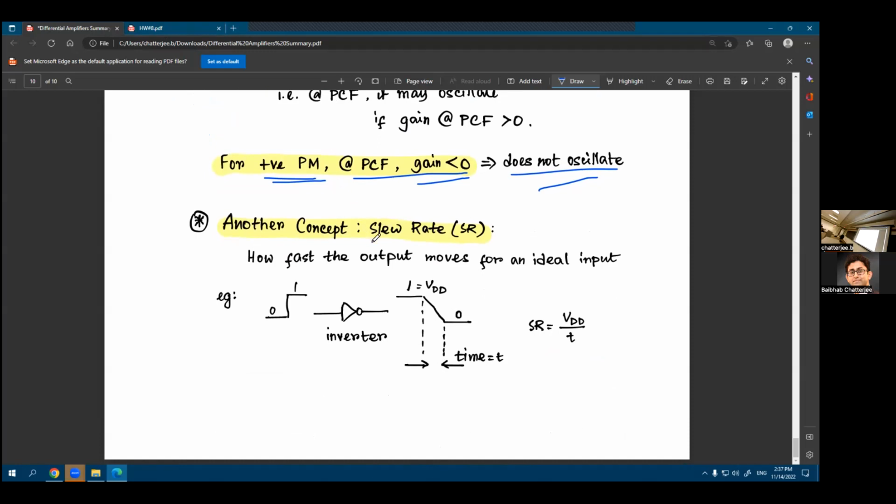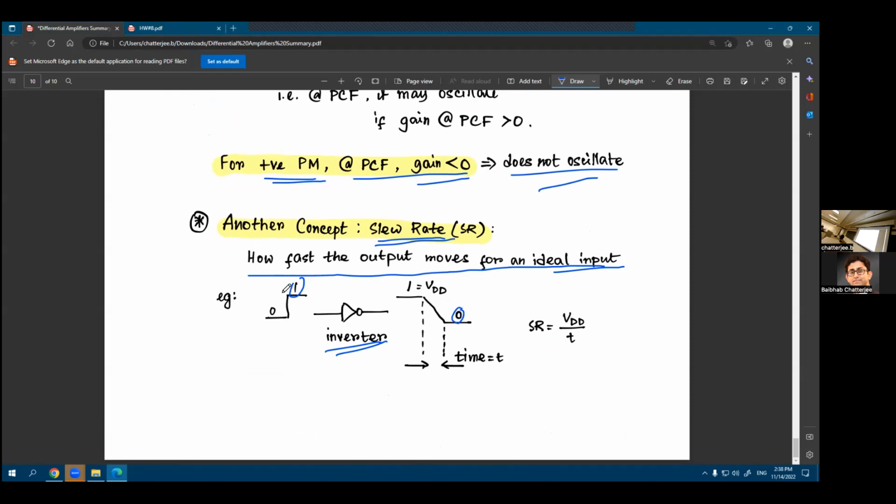Another concept that we'll be using is called slew rate. The slew rate means how fast the output moves for an ideal input. Let's say we're talking about an inverter. Let's just make it simple. Instead of talking about amplifiers, let's talk about inverters. What inverters do is that if your input is 0, your output is 1. If your input is 1, your output is 0. So it's just the opposite of whatever your input is.